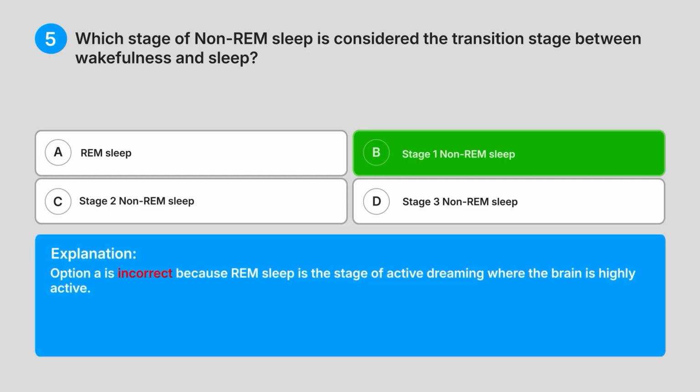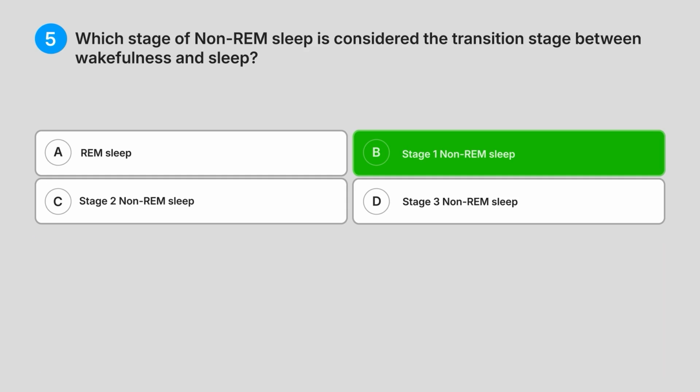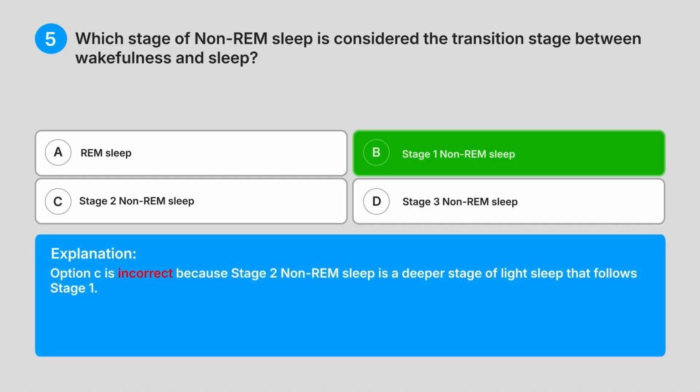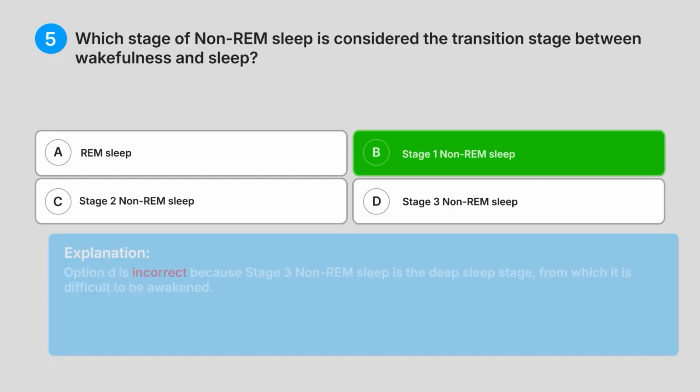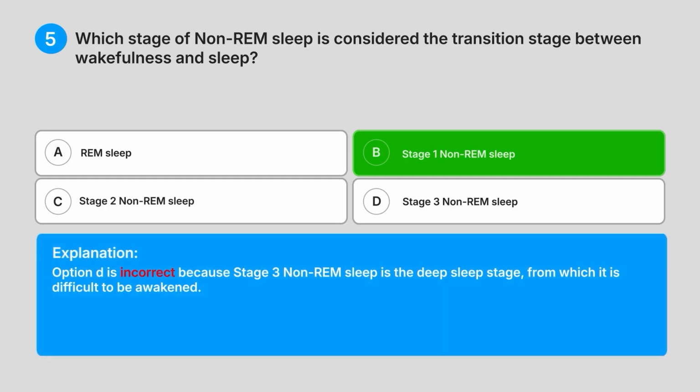Option A is incorrect because REM sleep is the stage of active dreaming, where the brain is highly active. Option C is incorrect because stage 2 non-REM sleep is a deeper stage of light sleep that follows stage 1. Option D is incorrect because stage 3 non-REM sleep is the deep sleep stage from which it is difficult to be awakened.